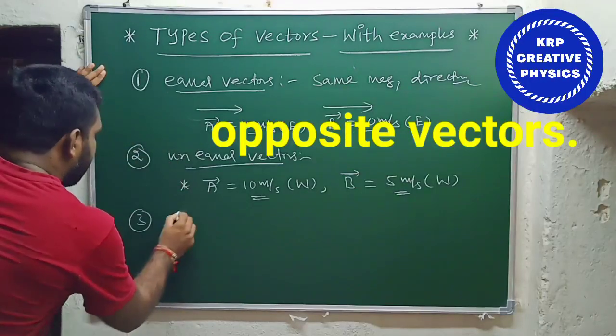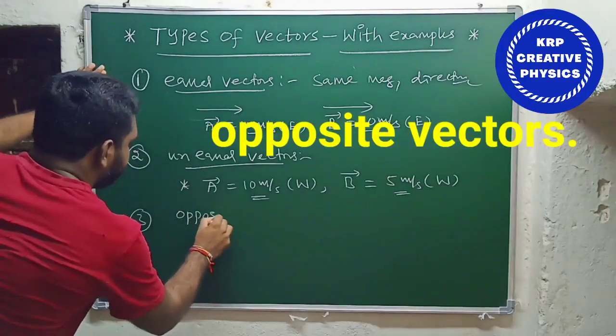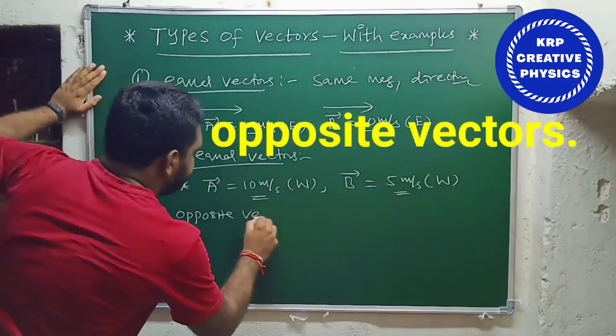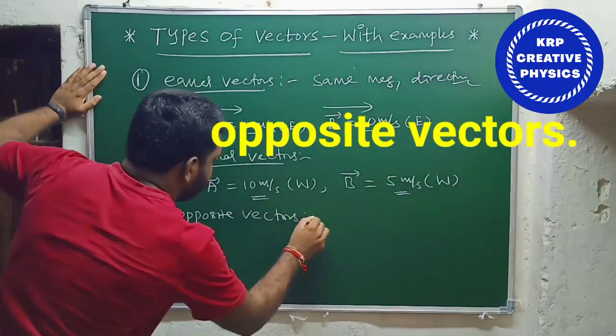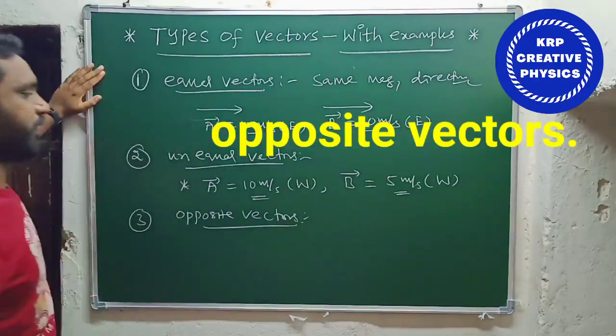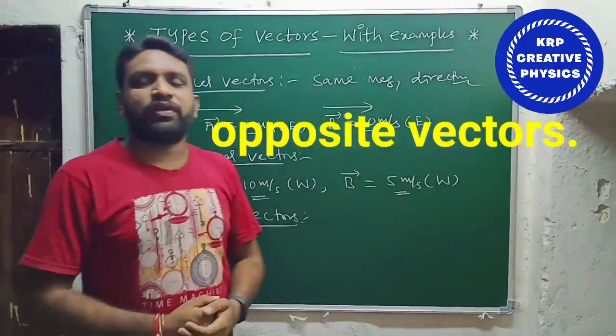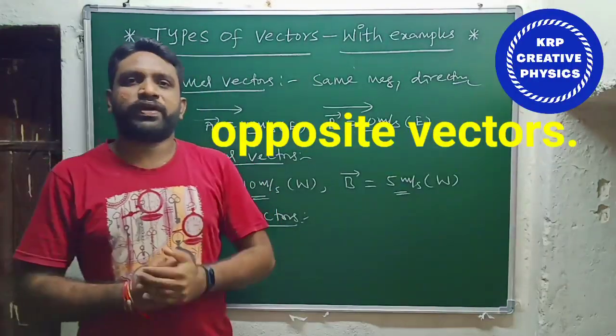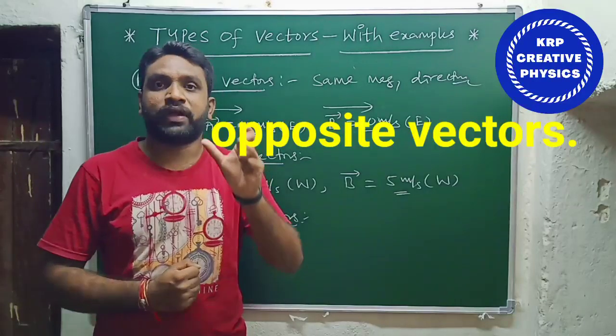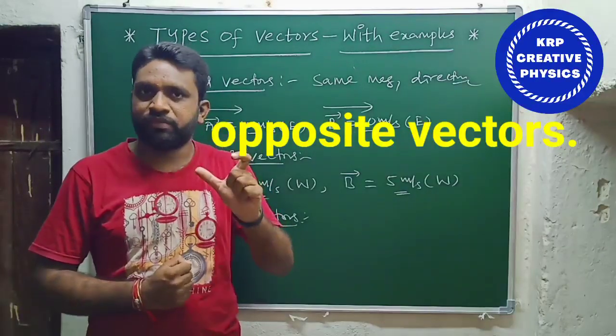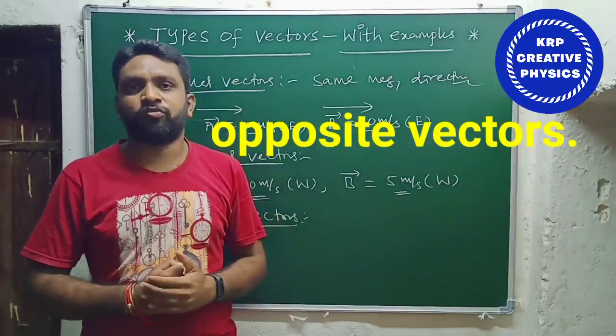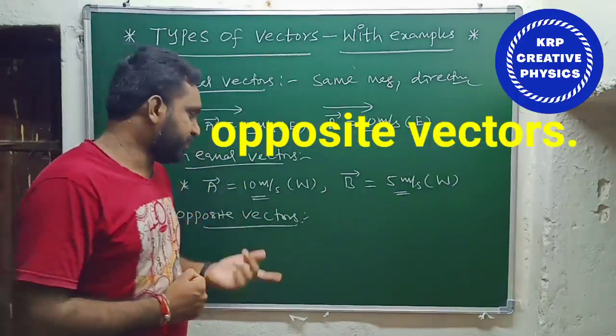And number 3 is opposite vectors. It is quite interesting. So let's know about opposite vectors. If we consider two vectors here, they should have the same magnitude but the direction should be opposite. Then these two vectors are said to be opposite vectors.